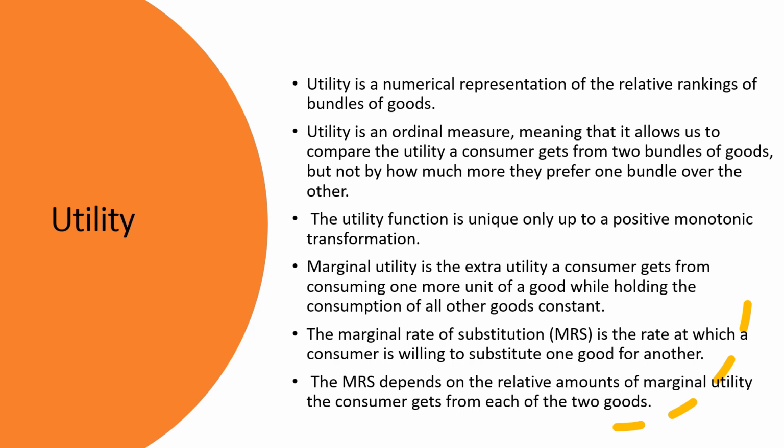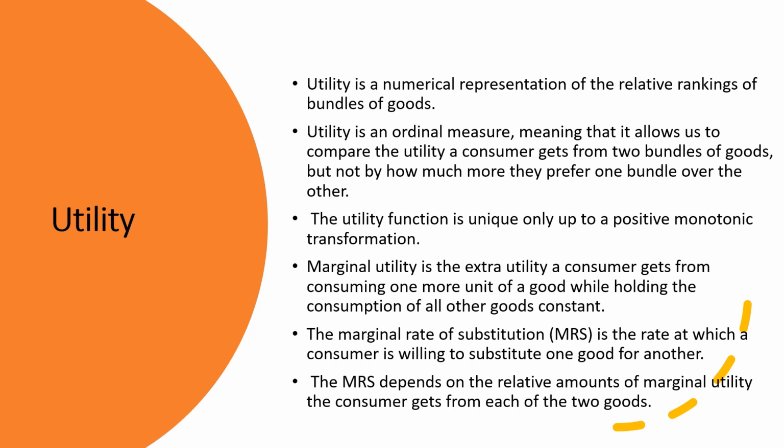Utility is a numerical representation of the relative rankings of bundles of goods. Utility is an ordinal measure, meaning that it allows us to compare the utility a consumer gets from two bundles of goods, but not by how much more they prefer one bundle over the other. The utility function is unique only up to a positive monotonic transformation.